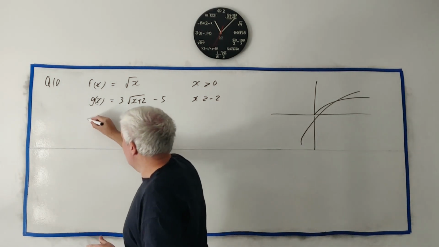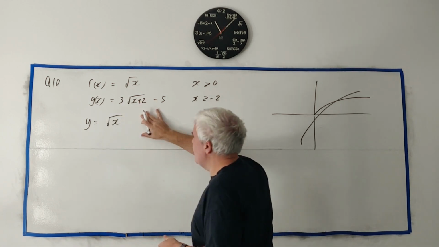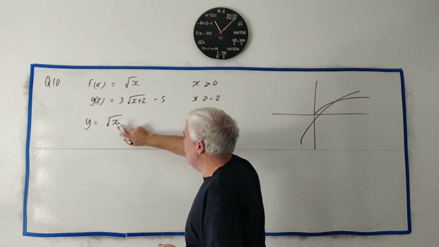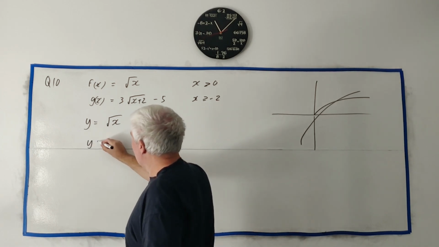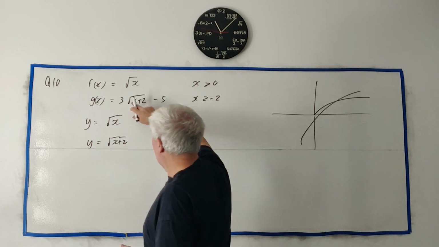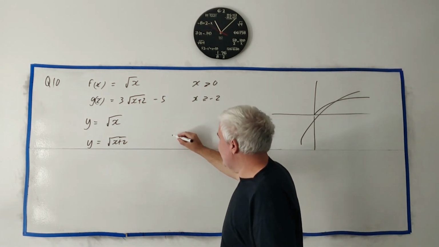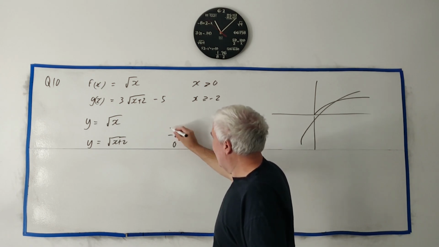Let's go through a transformation here. y is equal to the square root of x. What needs to be done? First of all, we need to add something onto the x. So y is equal to the square root of x plus 2. Okay, we want to get this to look like that. Now, adding something onto the x is the same as moving to the left.